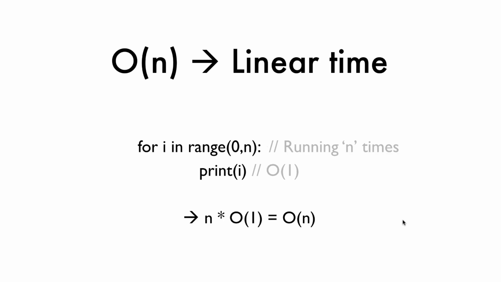The next example is going to be linear time, O of n. O of n basically means that, hey, n is the number of items in the array, and it's dependent on how many items we have. For i in range 0, n, print i. Even though print i is O of 1, this entire statement is going to run n times based on whatever n is. That's why we can say that the Big O of this function is n times O of 1, which is O of n.